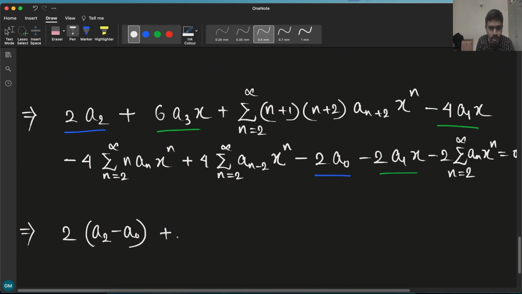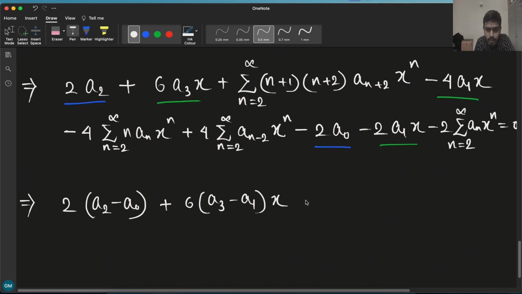So this I can write as plus 6 a3, and here is minus 4 a1 and another minus 2 a1, so we have minus 6 a1, times x. I can take this 6 outside, so I can write it as 6 times (a3 minus a1) times x. And then we have all the other terms, which is plus the sum from n equals 2 to infinity.